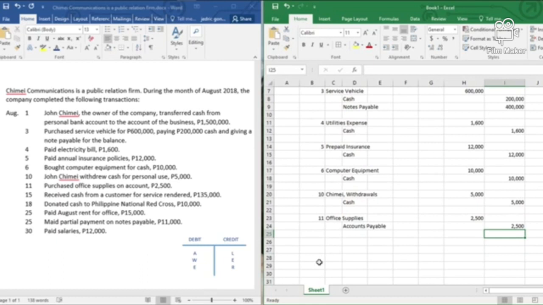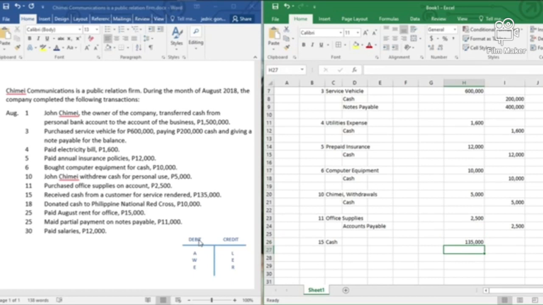Alright. Now, let's have August 15. August 15, receive cash from customer for service rendered, 135,000. So, naka-receive daw ng pera ang company kasi nagtrabaho siya. Okay? So, kapag nagtrabaho ka daw, first, ano ang na-receive ng company? Ang na-receive ng company is cash. So, cash is an asset. So, magde-debit tayo ng cash. How much ang ide-debit natin? 135,000.